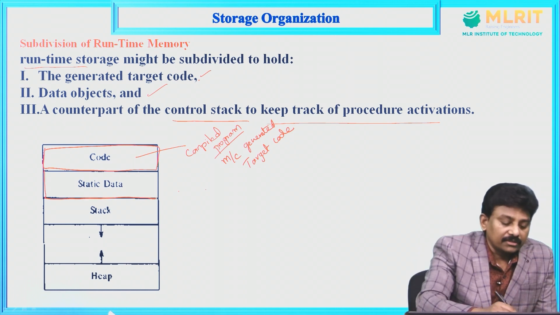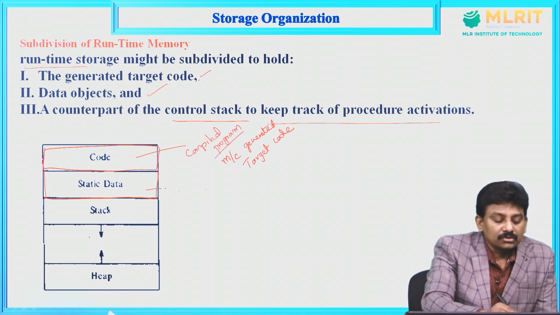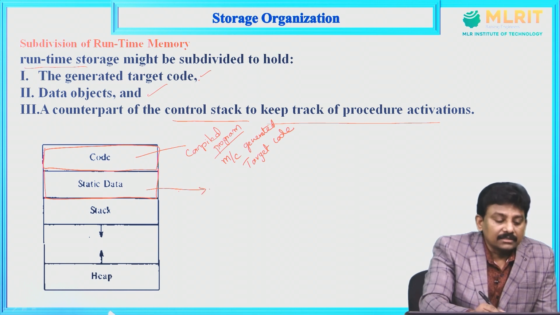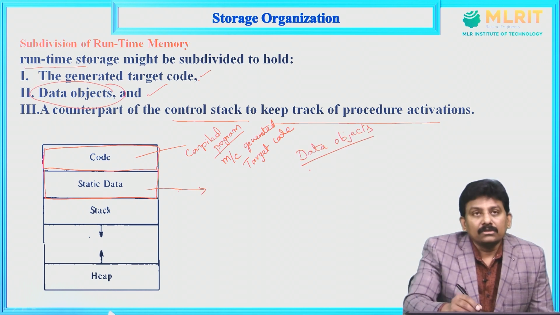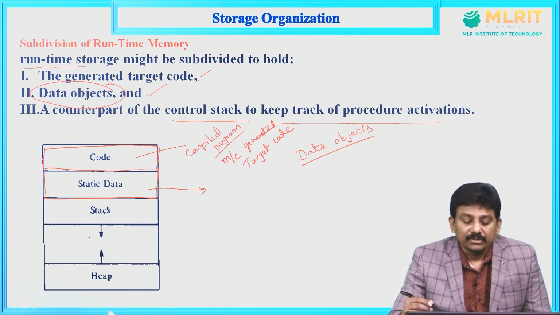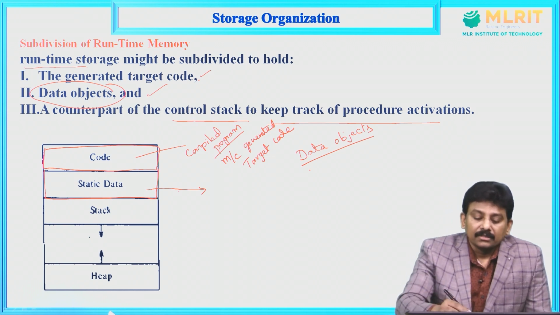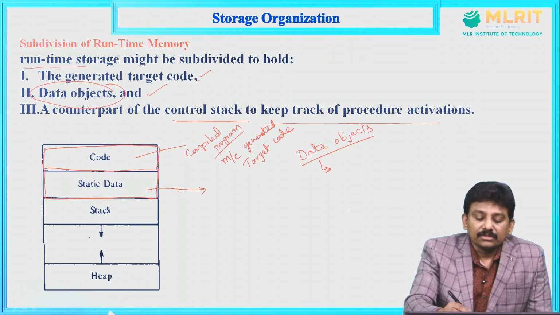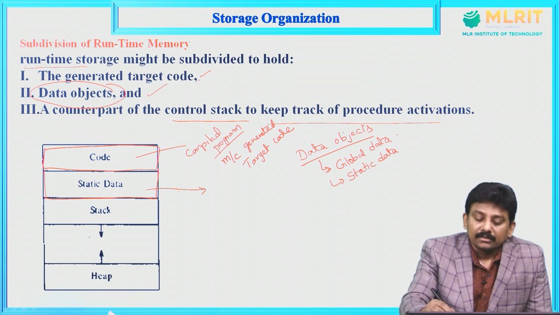The next section of the runtime memory is used for static data. Data objects hold the various types of information used by the program. One is global data, another is static data. Global data can be accessible throughout the program.